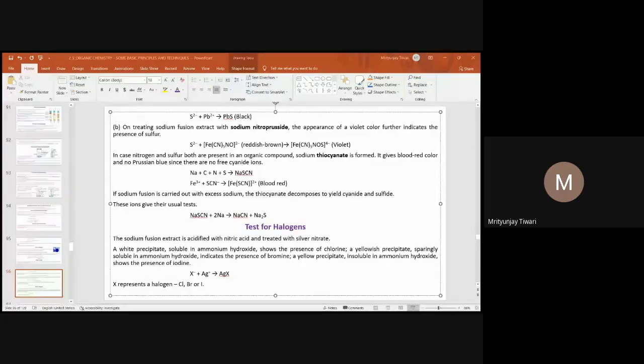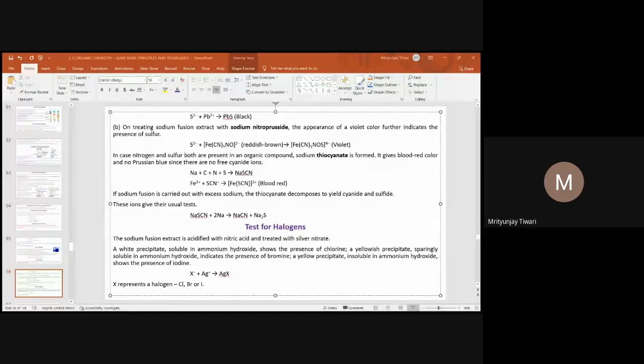It tells the presence of chlorine, or the chloride, in the sodium fusion extract, meaning the compound contains a chlorine atom. If the precipitate is yellow in color, then there is a chance that bromine is present in the compound. And if this precipitate is yellowish, actually it is of cream color.